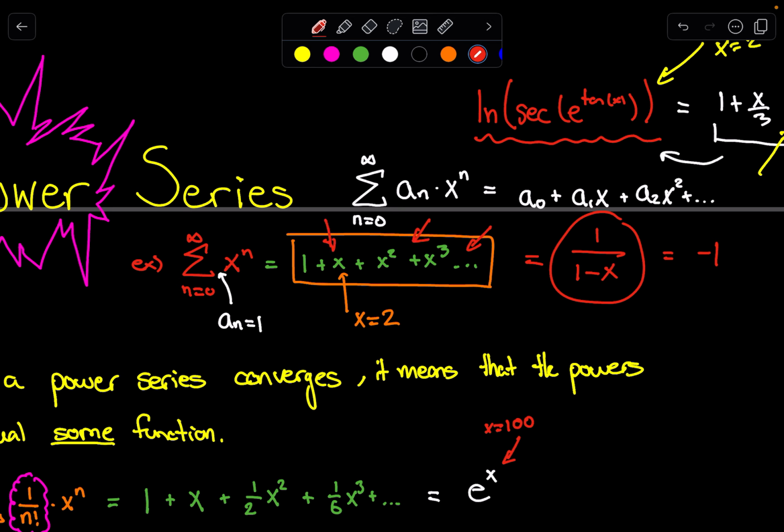I get 1 plus 2 plus 4 plus 8, right? I'm going to get infinity. We're adding up a bunch of numbers that keep getting bigger and bigger. There's no way that I get -1. And so then the next question is, okay, well, did you just lie to us? You just said that this power series, this infinitely long polynomial, adds up to equal 1 over 1 minus x.